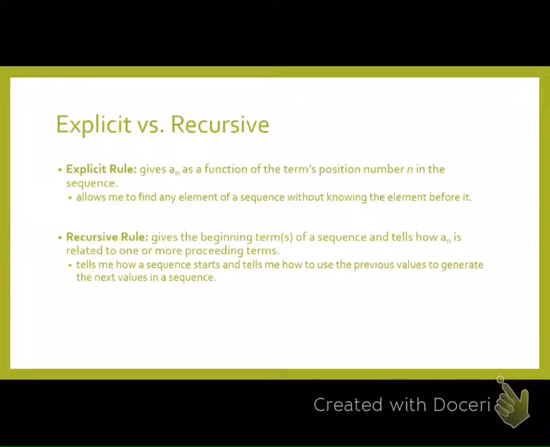An explicit rule gives a sub n, so that means a sub n, that's how you read this. A sub n, because it's a subscript, it's below. Submarines go below the water, subscript. Superscript, it's like Superman flying in the air, so that's why exponents are superscripts, because they're high. So an explicit rule gives a sub n as a function of the term's position number n. So we talked about how we usually start at 1, right? So it's the position in line. So typically in sequences we start at 1.